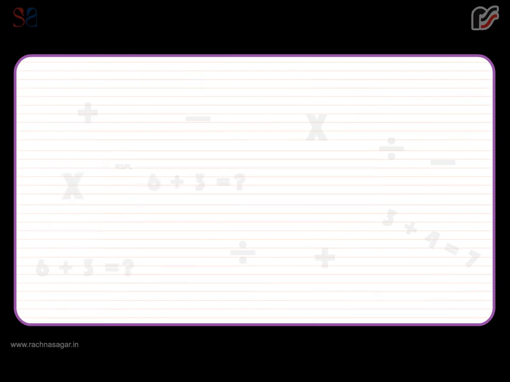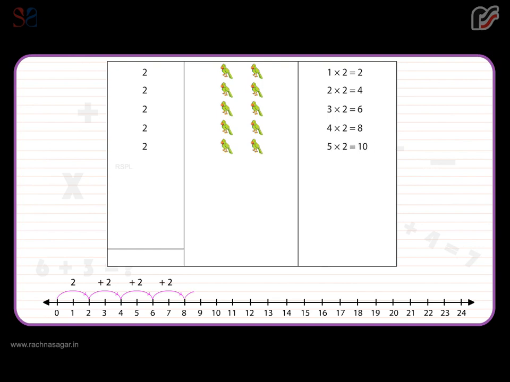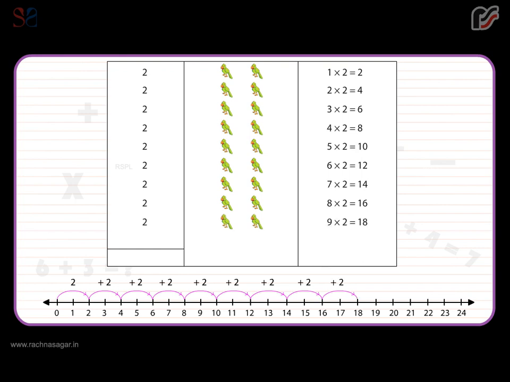Multiplication table of 2. 1 times 2 is equal to 2. 2 times 2 is equal to 4. 3 times 2 is equal to 6. 4 times 2 is equal to 8. 5 times 2 is equal to 10. 6 times 2 is equal to 12. 7 times 2 is equal to 14. 8 times 2 is equal to 16. 9 times 2 is equal to 18. 10 times 2 is equal to 20.